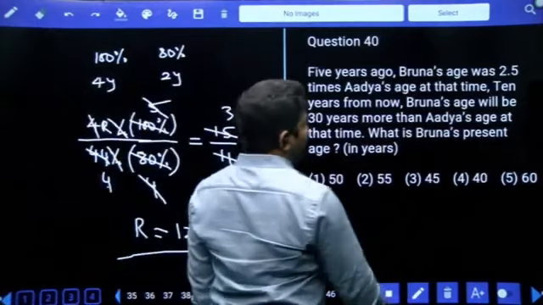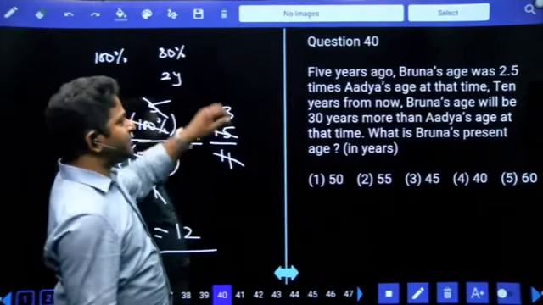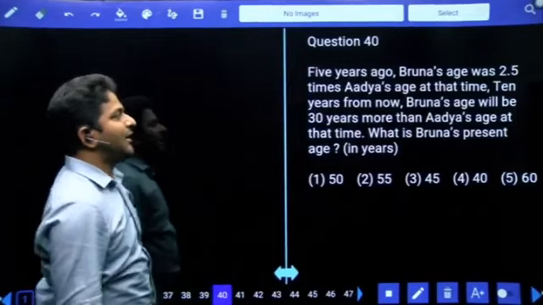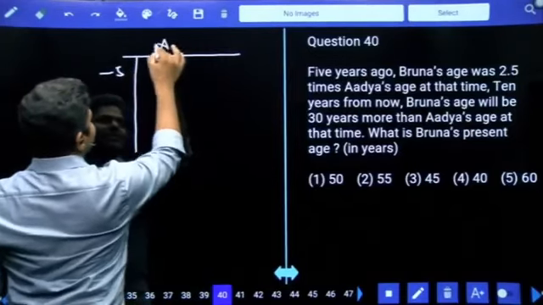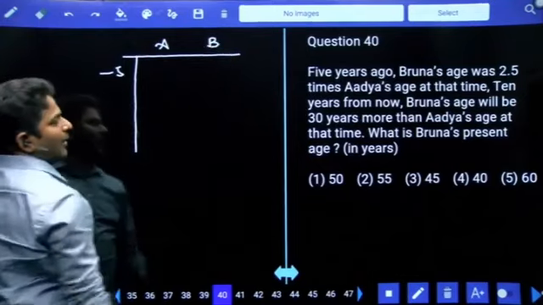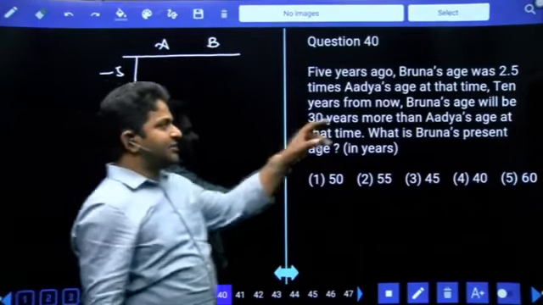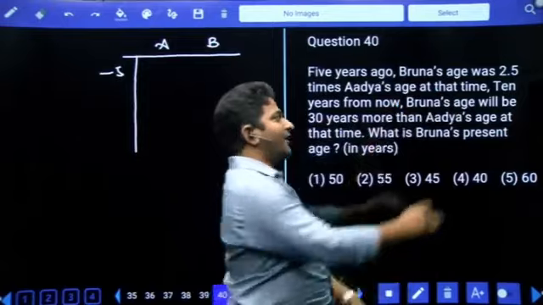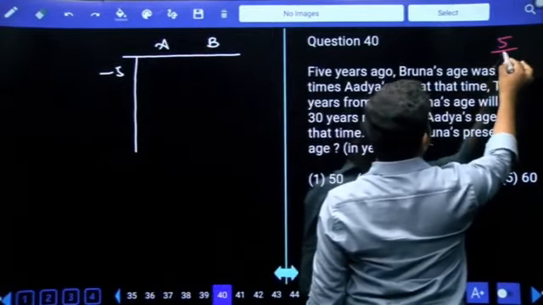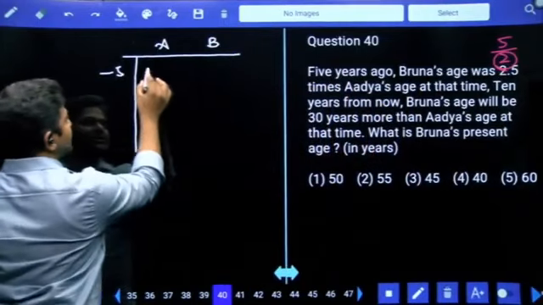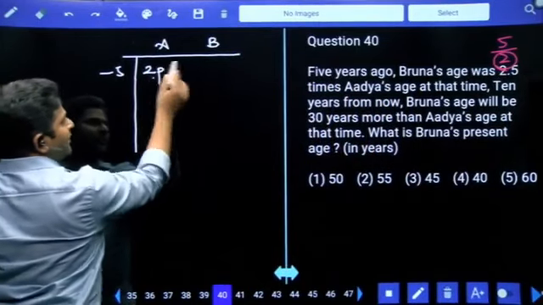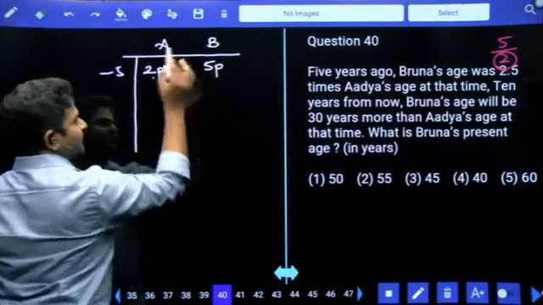5 years back, Bruna's age was 2.5 times the Adya's age at that time. So 5 years back, there are 2 members, Adya and Bruna. Adya's age was 2.5. 2.5 can be written as 5 divided by 2. As the denominator is 2, let's start with Adya's age as 2 parts. 2.5 times of this number becomes 5 parts.